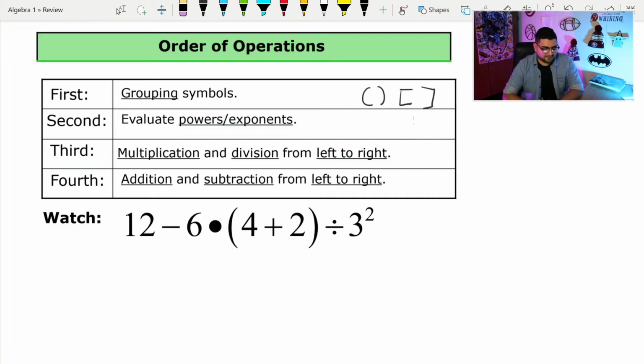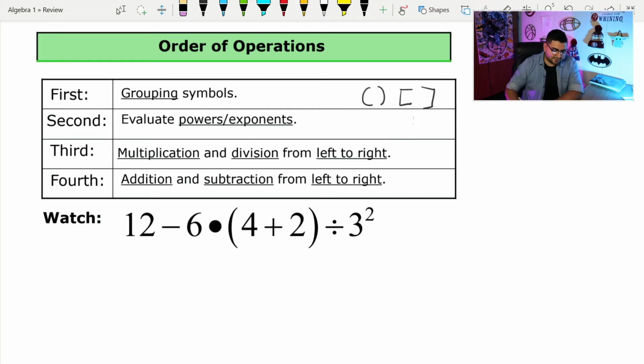Once you've seen those, the next thing you want to focus on is multiplication and division, and you're going to go from left to right. That's the same way you read a book, from left to right. And then finally, we look at addition and subtraction, and we go from left to right. So let's use these steps on this problem that I have right here.